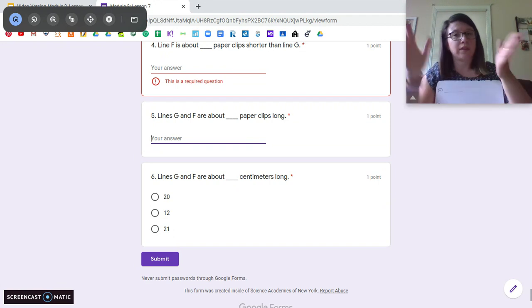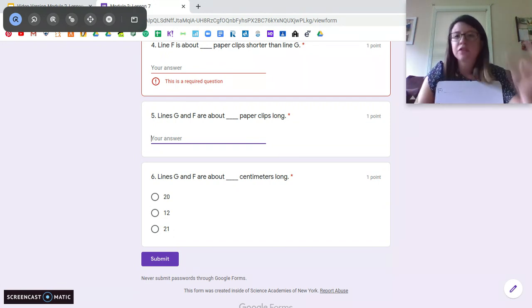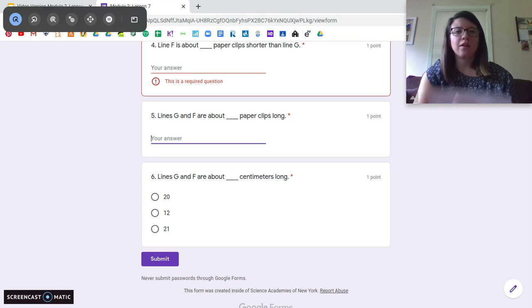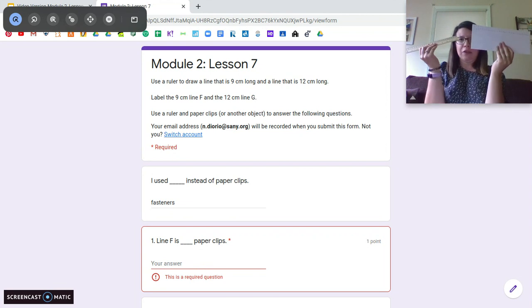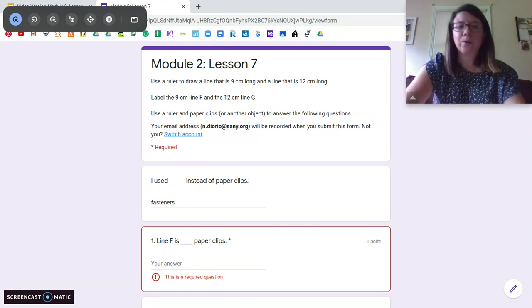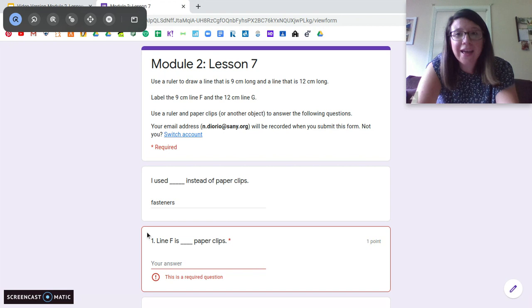If you use paper clips, whether you use big or small paper clips, if you use fasteners, if you use hair clips, whatever you use, all of our answers are going to be different, but that's okay. I just want you to practice measuring with a non-standard unit of measurement. Okay? All right. Make sure your lines are 9 centimeters and 12 centimeters long. That's why you need the ruler. If you have any questions, let me know. Have fun measuring, and I can't wait to see your results.